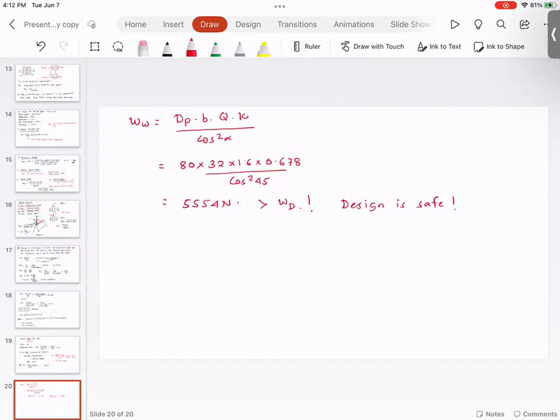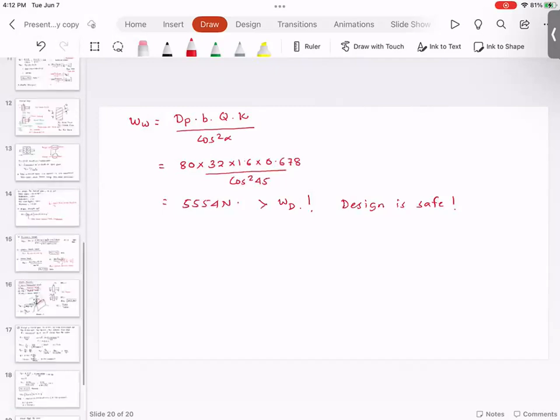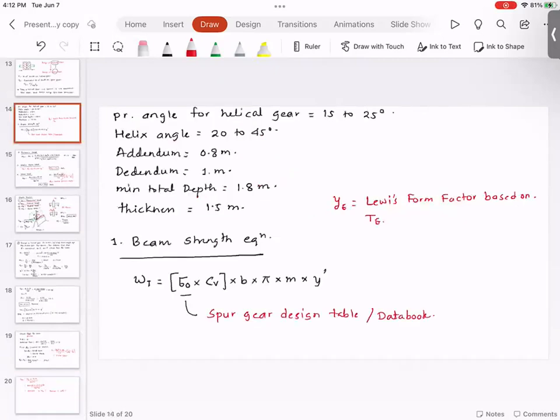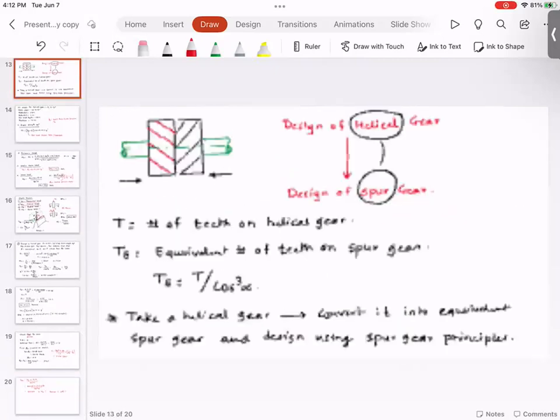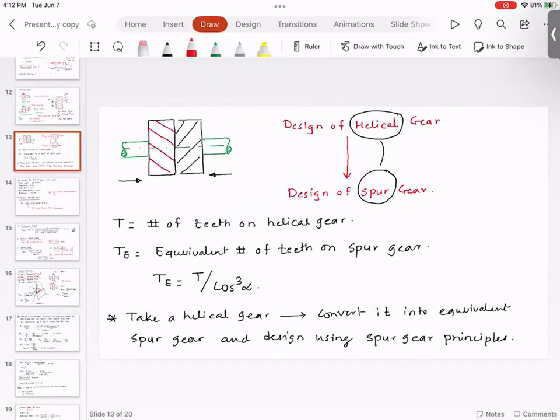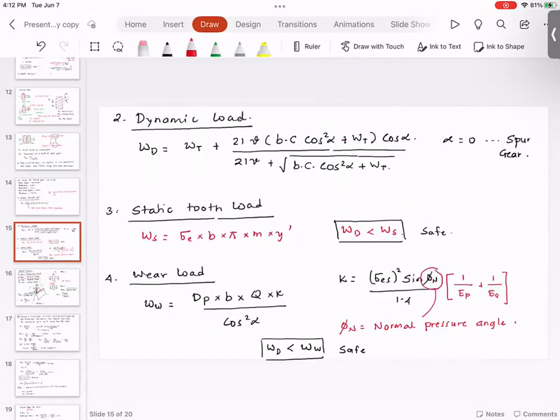And this is actually a very simple problem to demonstrate the approach. But I'm going to work out one more problem wherein we will actually go through the whole process and design the shafts. So just to quickly give you background on the helical gear. Helical gear design is similar to spur gear. But the only difference is we had to find out the equivalent number of teeth.